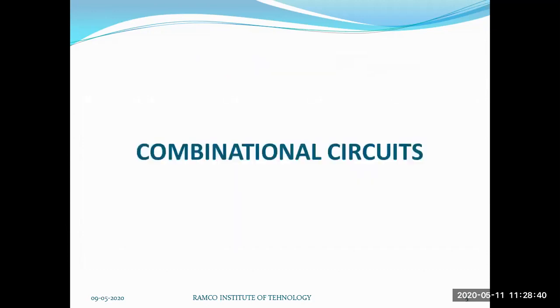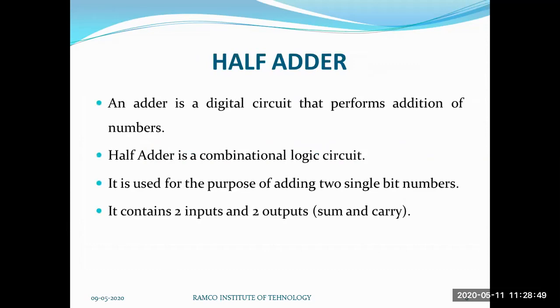So we are going to see the various combinational circuits which can be built from different types of logic gates. So the basic combinational circuit is half adder. An adder is a digital circuit that performs addition of numbers. Half adder is a combinational logic circuit which is used for adding two single bit numbers. It consists of two inputs and two outputs. So the outputs are sum and carry.